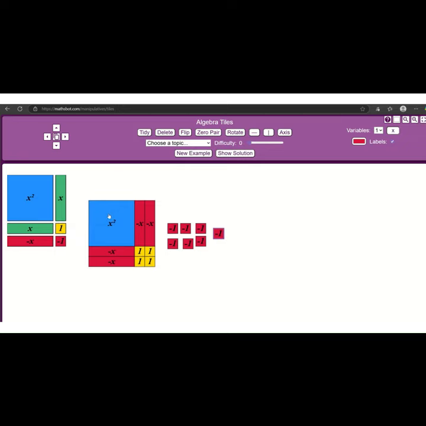x squared minus 4x minus 3 is equal to x minus 2 all squared minus 7. x minus 2 all squared minus 7, and we have completed the square using algebra tiles.